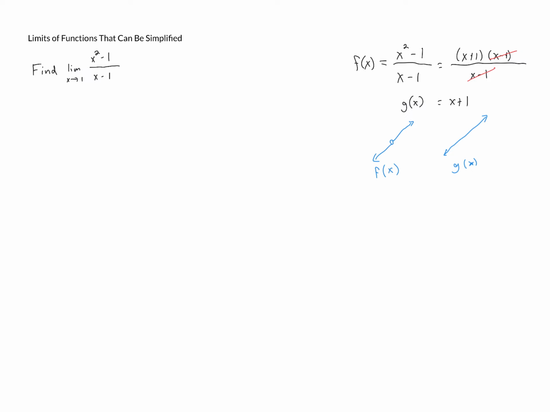This would be the graph of f of x. So these two functions are identical everywhere except a single point where g of x is defined but f of x is not defined. And that's what happens when we cancel factors in the numerator and denominator.